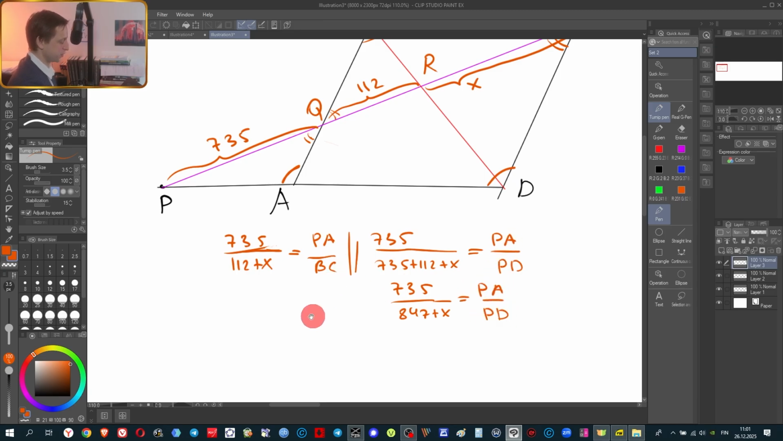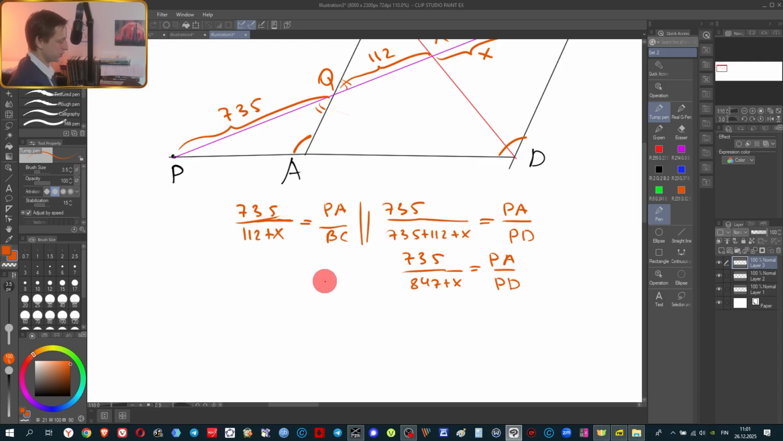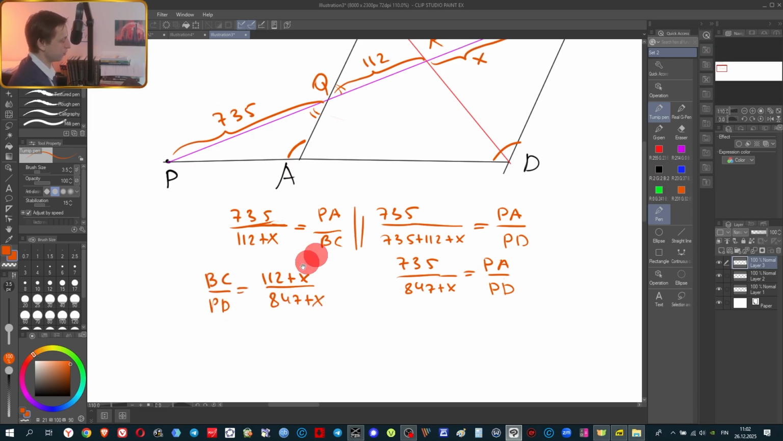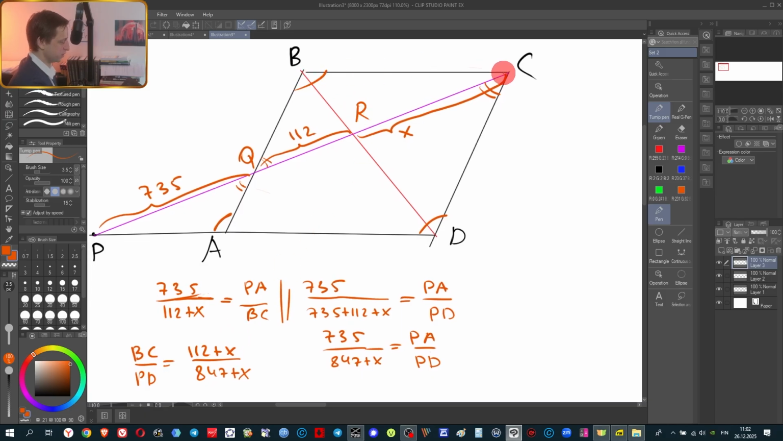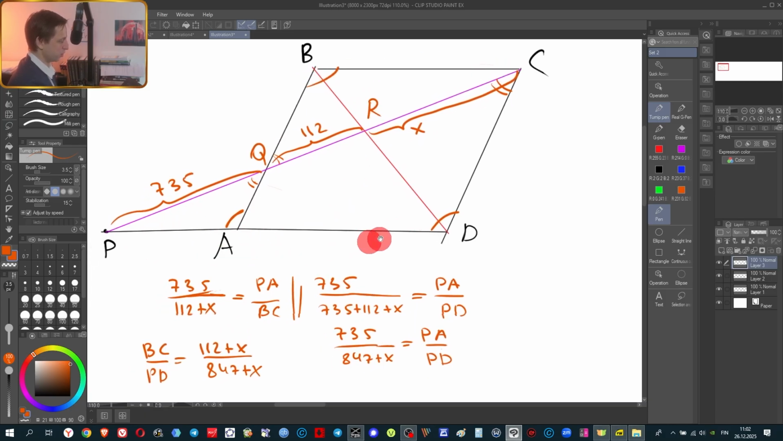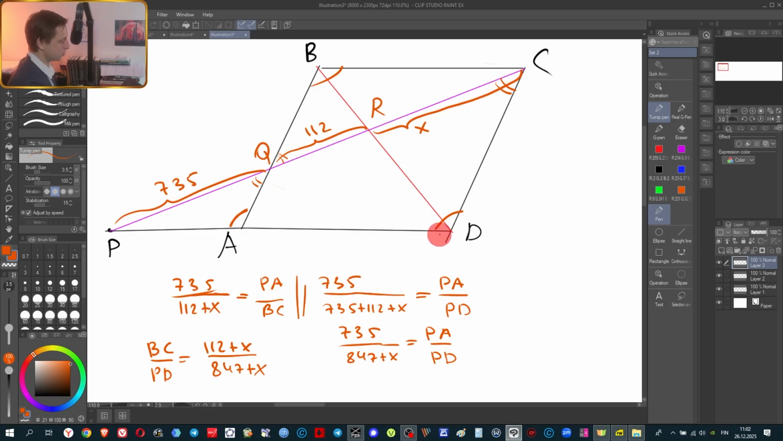And when we divide this one by this one, the result on this side will be simply BC over PD equals this fraction divided by this fraction. Again, 735 disappears, and we will get 112 plus x over 847 plus x. And let's look at this ratio, BC over PD. So BC over PD turns out to be the sides of this triangle and this triangle, because these are similar triangles.